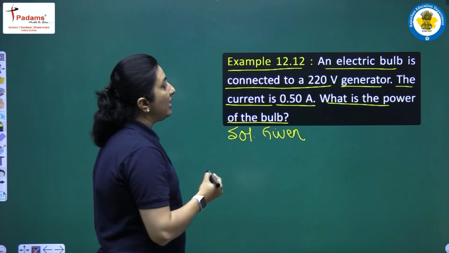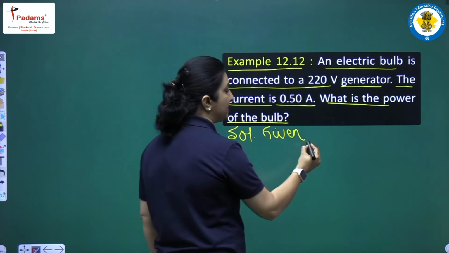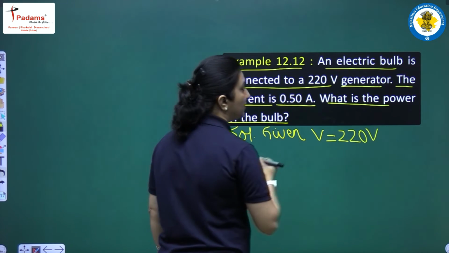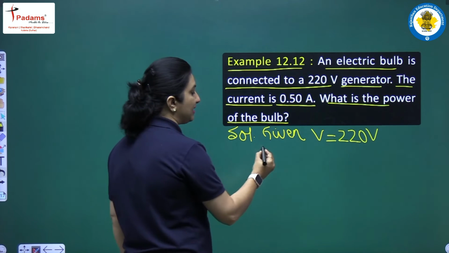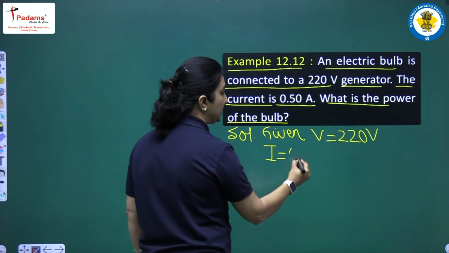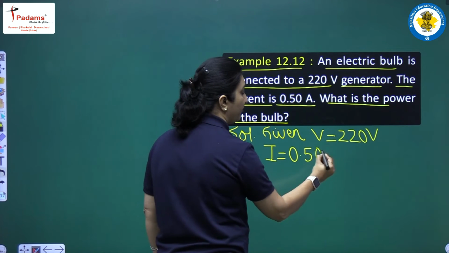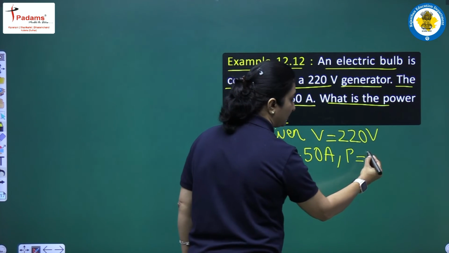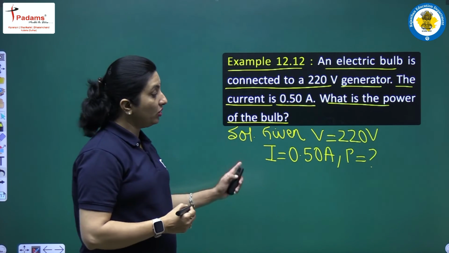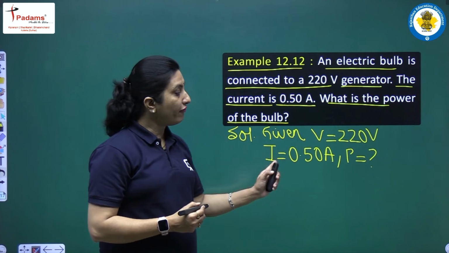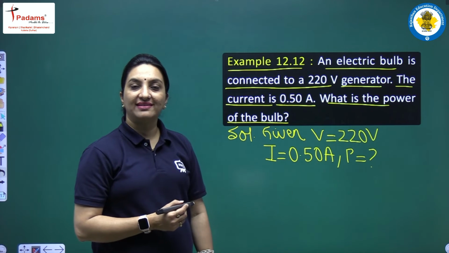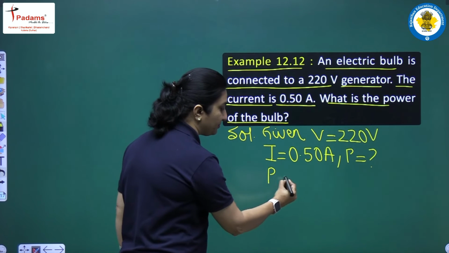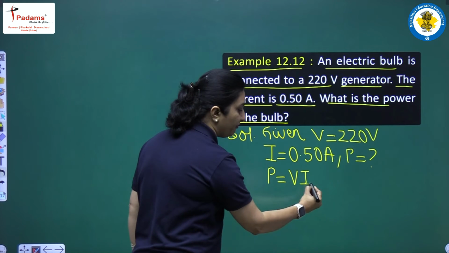So what is given? An electric bulb is connected to a 220 volt. So V is 220 volts. The current is given. It is 0.50 amperes. And what is the power? Now students, on looking at the values which are given, what formula should be used to calculate P? Yes, P is equal to VI. So we will use P is equal to VI.